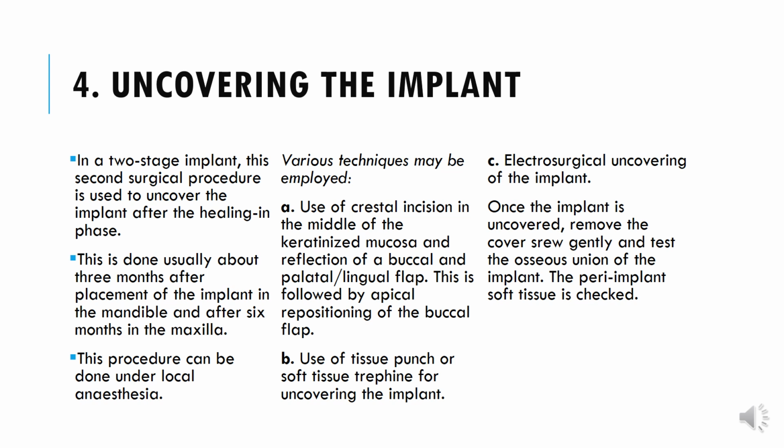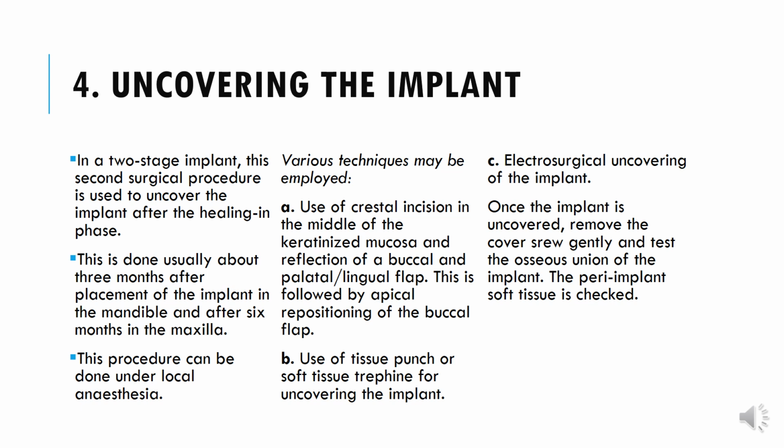Fourth step is uncovering the implant. In a two-stage implant, the second surgical procedure is used to uncover the implant after the healing phase. This is done usually about 3 months after placement of the implant in the mandible and after 6 months in the maxilla. This procedure can be done under local anesthesia.